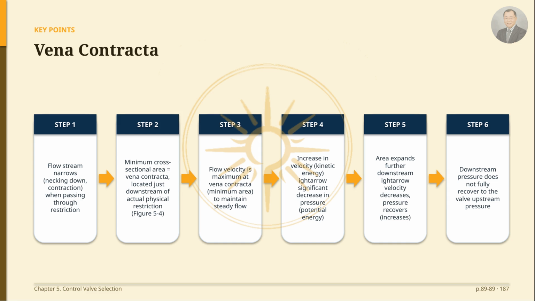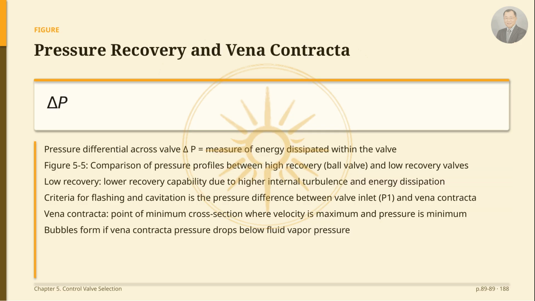As velocity or kinetic energy increases, the pressure or potential energy at the vena contracta decreases substantially. Further downstream, as the fluid stream expands into a larger area, the velocity decreases and the pressure recovers. However, the key point is that the downstream pressure never recovers completely to equal the pressure that existed upstream of the valve. Next, I will introduce the pressure recovery characteristics of control valves and the vena contracta.